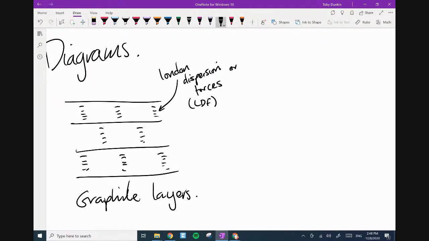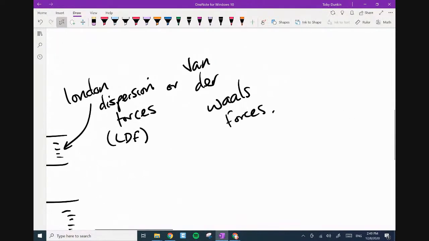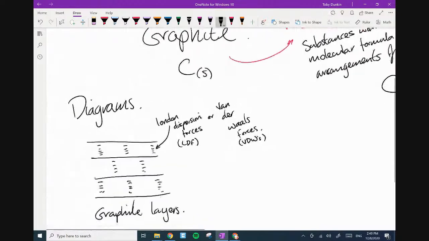Or van der Waals forces. VDWs. It's a different name for the same thing. You can actually call them either at Edexcel. They allow both.